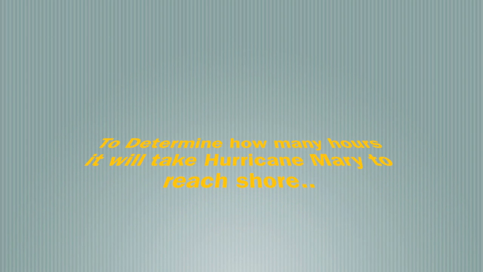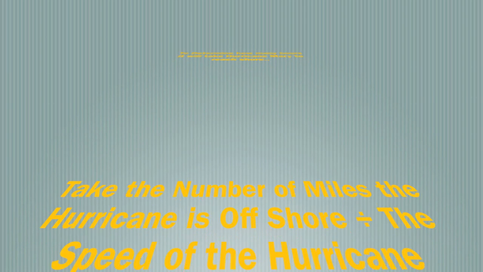To determine how many hours it will take Hurricane Mary to reach shore, the equation to find time is distance divided by speed. Take the number of miles the hurricane is offshore and divide it by the speed of the hurricane. The hurricane is 165 miles off of shore, which is the distance. Divide this by 150 miles per hour, which is the speed, to find the time it will take the hurricane to hit shore. It will take Hurricane Mary 1.1 hours to reach the shore.